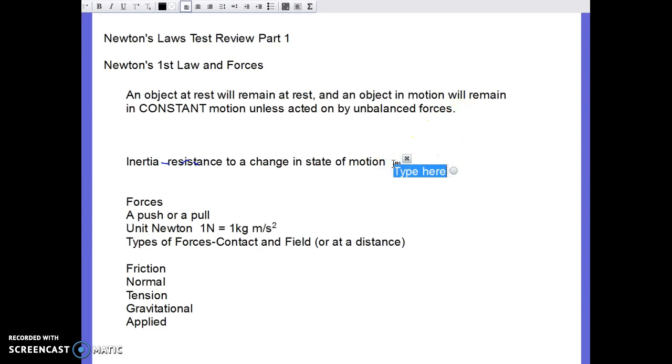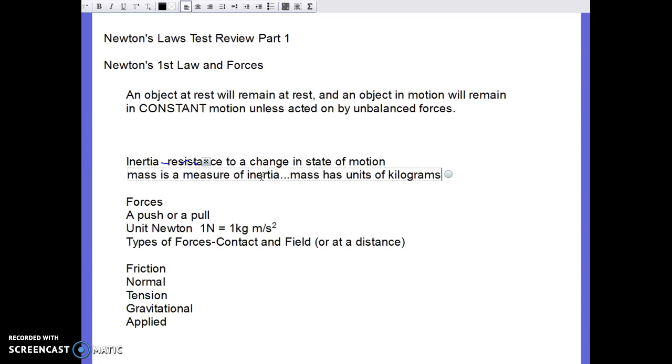Inertia and mass are related. Mass is a measure of inertia. Mass has units of kilograms. If something has more mass, then it resists a change in its state of motion more than if it has a small mass. So mass and inertia are very tightly related things. Mass is like the numerical quantity of inertia.